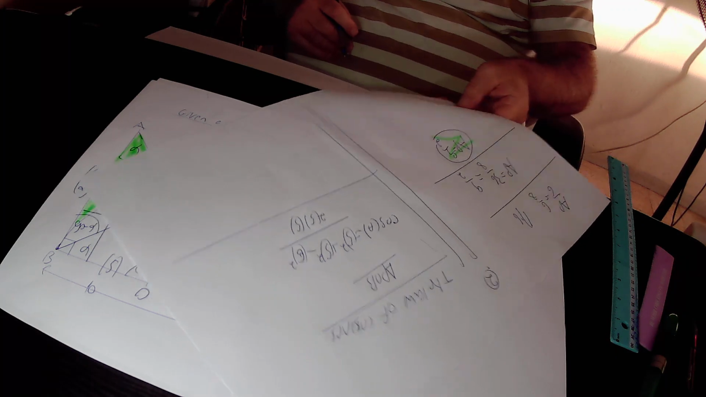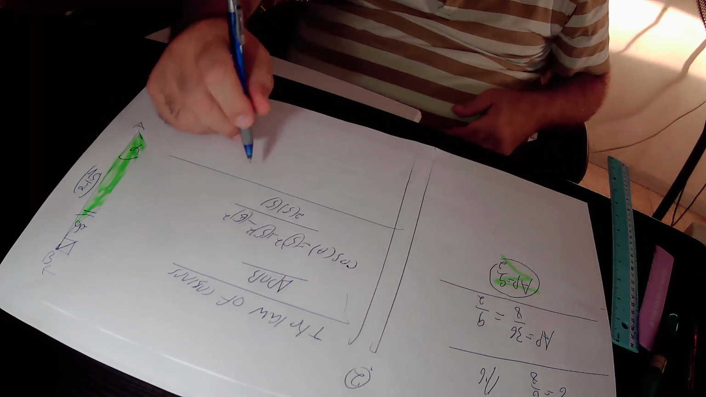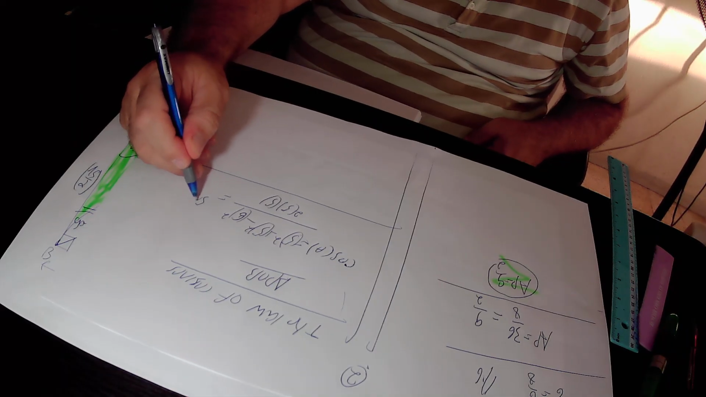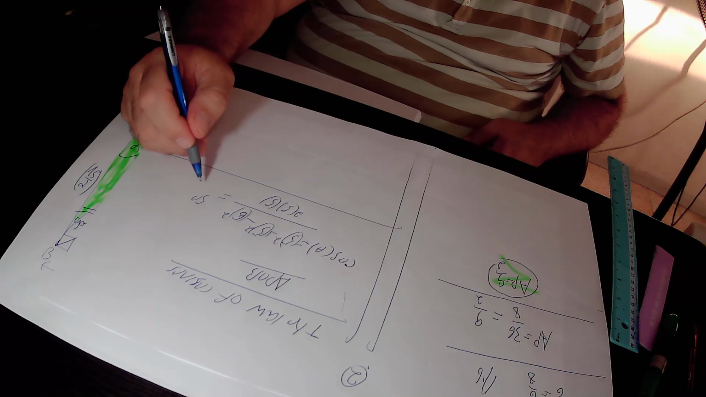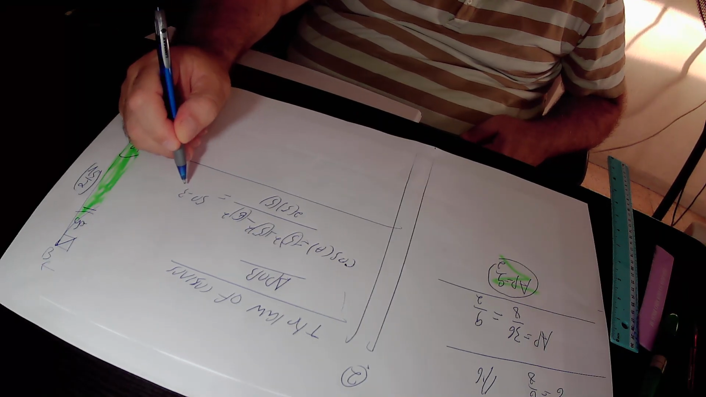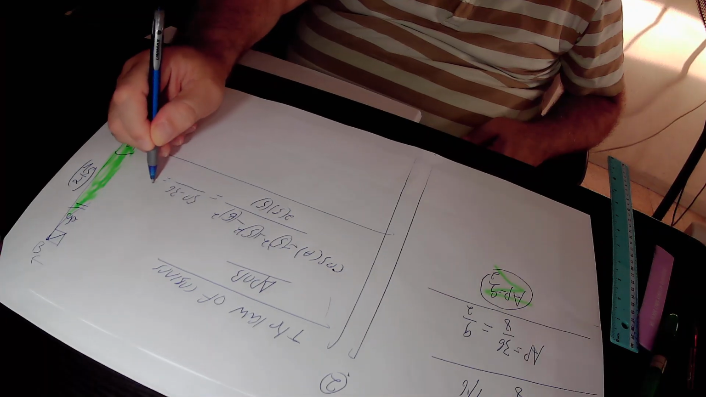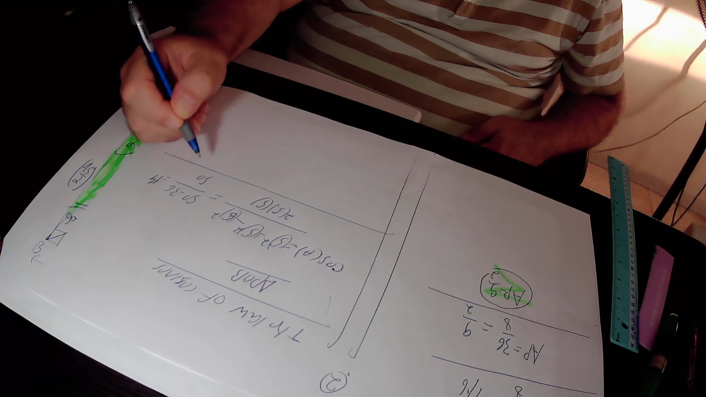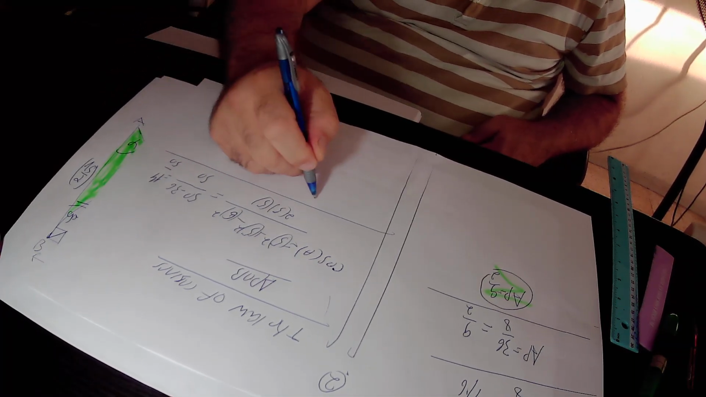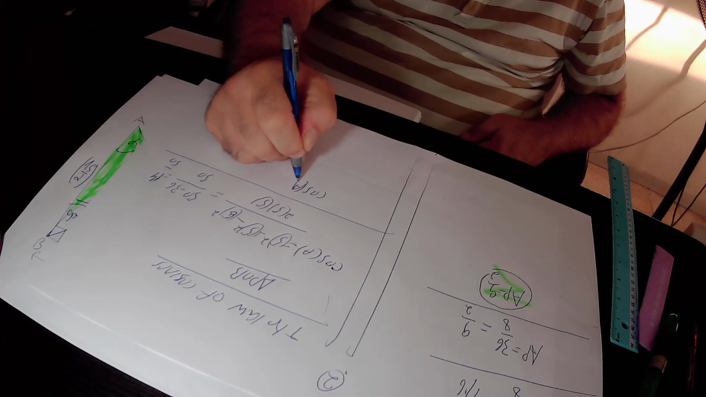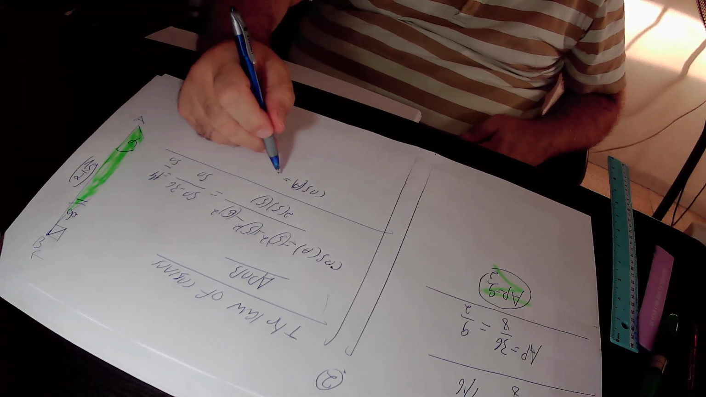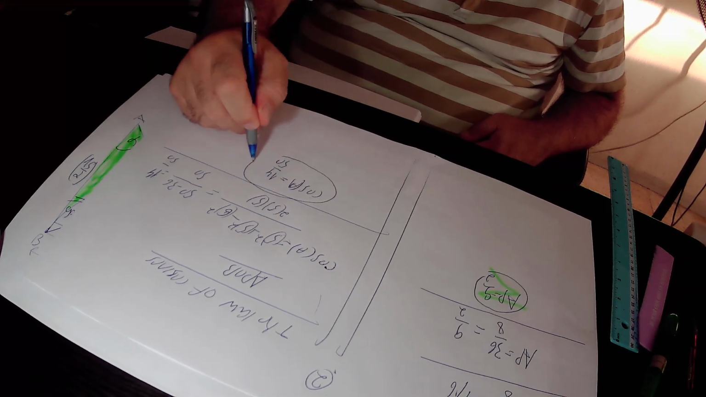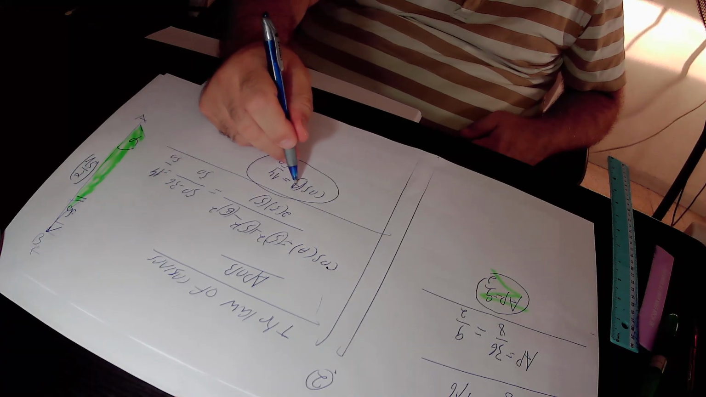So cosine theta equals 5 squared is 25, plus 5 squared is 25, so 25 plus 25 is 50, minus 6 squared. 6 squared is 36, so it is 50 minus 36, that is 14. In the denominator we have 2 times 5 times 5, that is 50. So in total, we found that cosine theta equals 14 over 50.